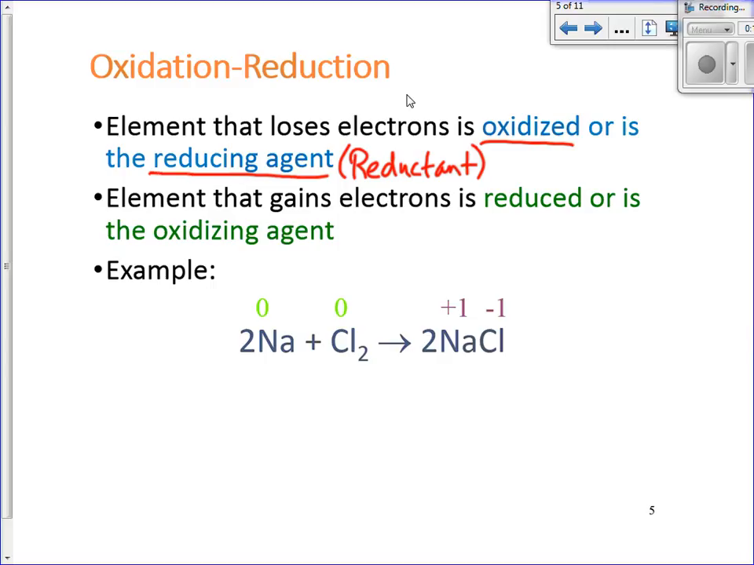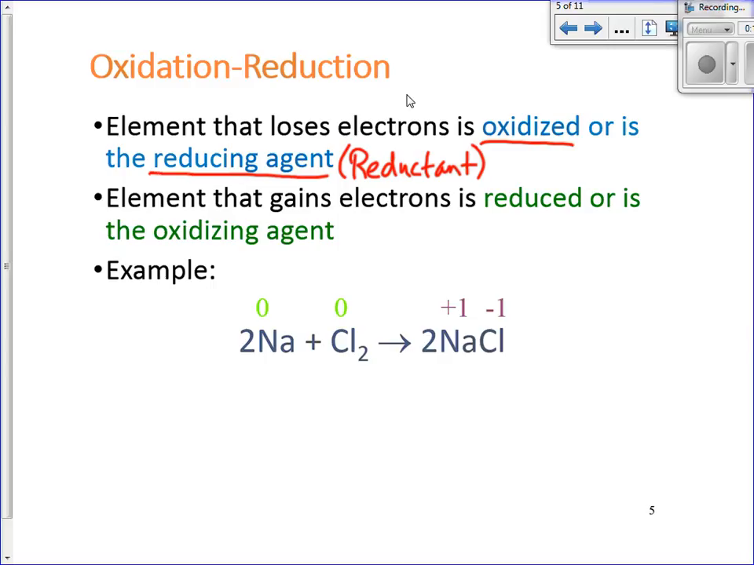When something's oxidized, it loses electrons. And since this is a partnership, that means another element has to gain those electrons. So the one being oxidized is actually causing the reduction of something else. So that's why we call it the reducing agent. And they are reversed, opposite of each other. And vice versa is also true.